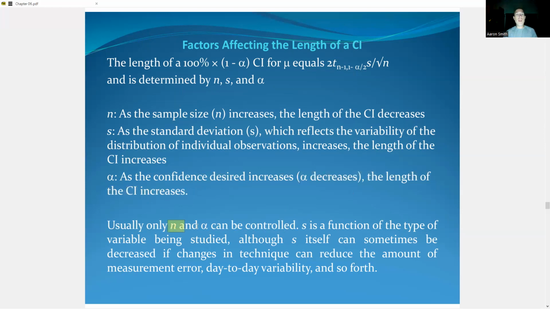Usually only n and alpha can be controlled. S is a function of the data that we're studying, and whatever it is, it is. Although s itself can sometimes be decreased if changes in technique are taken to improve our sampling, to reduce our measurement error or day-to-day variability and so on. But usually, from a statistician's point of view, n and alpha are the two that we have control over, specifically n. Bigger n, usually better result.